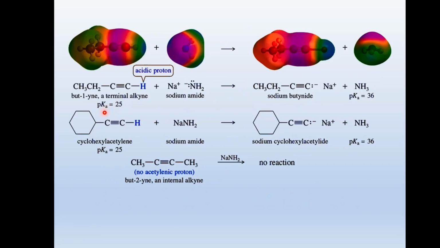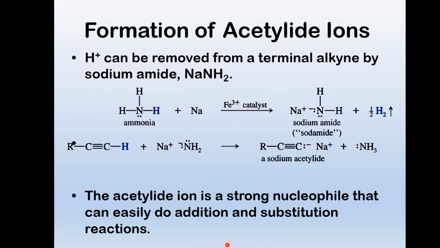So here's a typical pKa for a terminal alkyne, that acidic proton. Here's our sodium amide. This thing has 4 carbons, we've got but-1-yne, so this thing would be named sodium butynide. Here's the pKa of ammonia. So we always want to form the weaker acid and the weaker base. So we look at ammonia and say pKa of 36. That's a larger number than this pKa of 25. So this acid-base equilibrium will push everything over here.